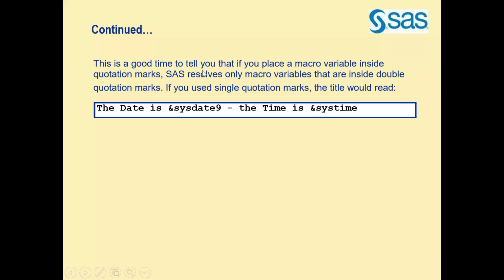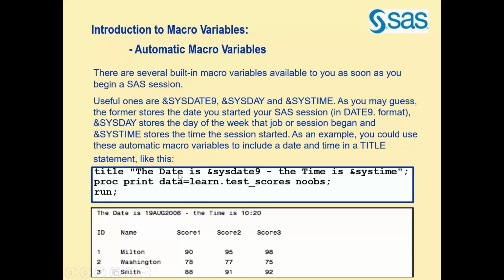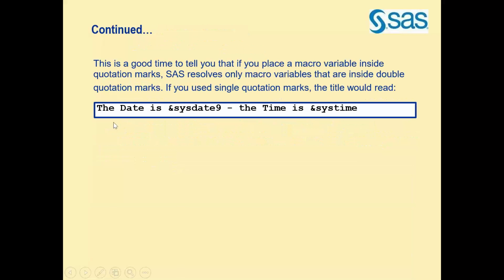So this is a good time to tell you that if you place a macro variable inside quotation marks, SAS resolves only macro variables that are inside double quotation marks. If you use single quotation marks, the title would read like this, because if we use single quotation marks, it will not resolve it.